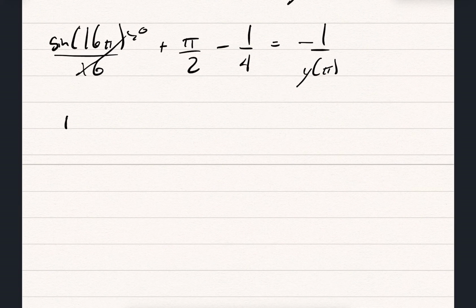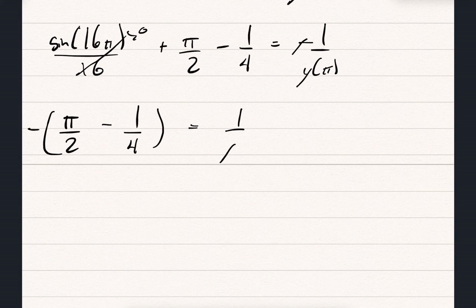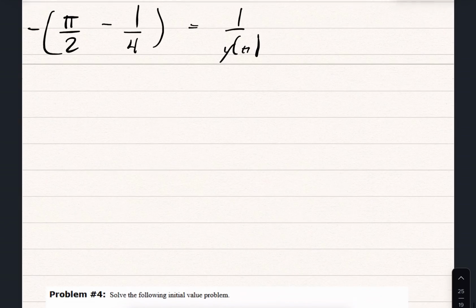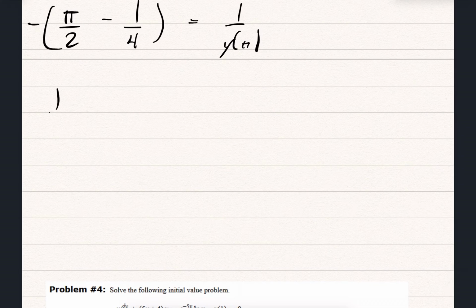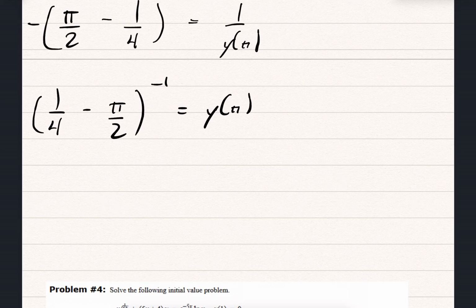Very, very important note. And this goes away. Equals 1 over y at pi. So, last thing I'm going to do is just shove in the negative. You see how we want to do that?